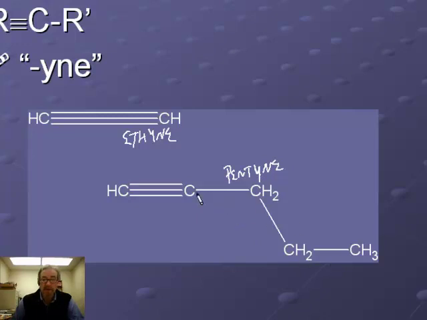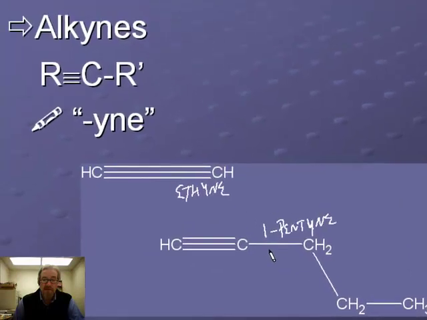So we have to specify where that triple bond is, and we would do that by putting a number out in front. So 1-pentyne is what we have here because the triple bond is on carbon number 1.